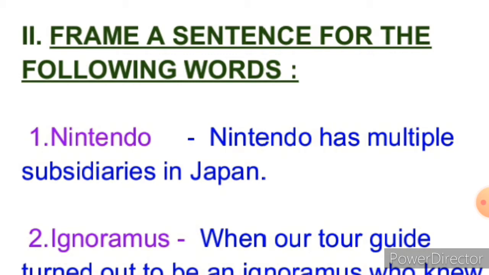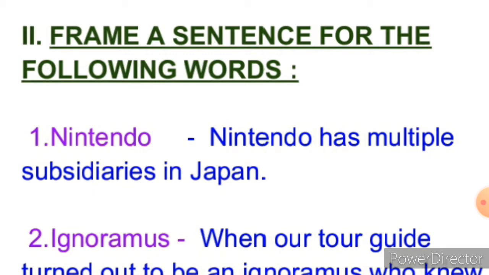So, first you have to understand the meaning of the word. Then only using that meaning can we easily frame a sentence. The first word, Nintendo, means a video game. Now look at the sentence. Using that word you have to frame a sentence. In your sentence you must include that word with the correct meaning. So Nintendo means a video game. Nintendo has multiple subsidiaries in Japan.